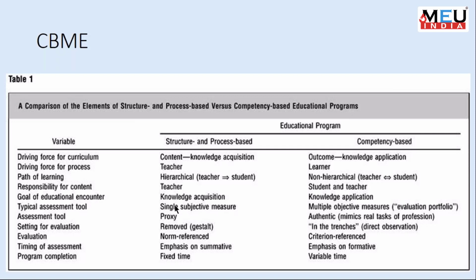The goal of the educational encounter is knowledge acquisition in the conventional model, while in this one it is application of knowledge. The typical assessment tool is a single subjective measure, that is a summative examination at the end of the course, while over here it is multiple objective measures. The assessment tool is authentic, that means real-time patients or simulated patients are there, and on that basis the assessment is done. The setting of evaluation, once again, is real-time and real. Evaluation is norm-referenced and criteria-referenced; we'll not discuss this in detail. Timing of assessment, once again, emphasizes more on summative, while this is throughout the course, that is formative. And program completion is fixed time, while competency-based is variable time.